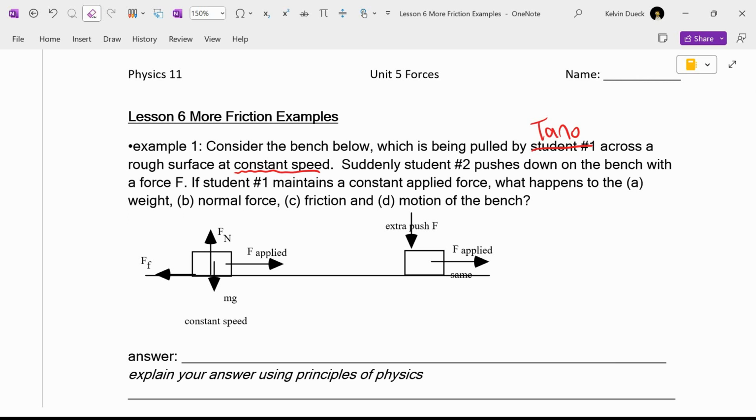But then suddenly student number 2, Baptiste, pushes down on the bench. He comes and sits on the bench, because you know he would if you were pushing it along. He would come along and sit on it while you were pushing it. If you maintain the same original force as before, what happens to A, the weight of the bench, B, the normal force on the bench, C, the force of friction, and D, the motion of the bench?